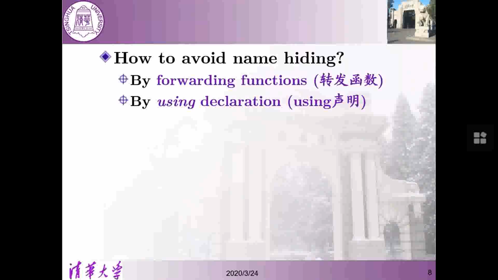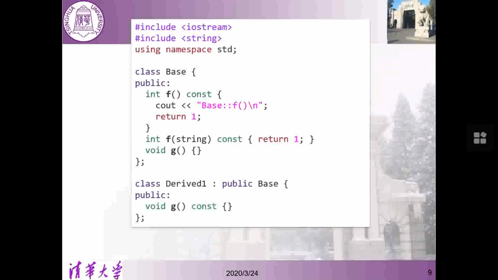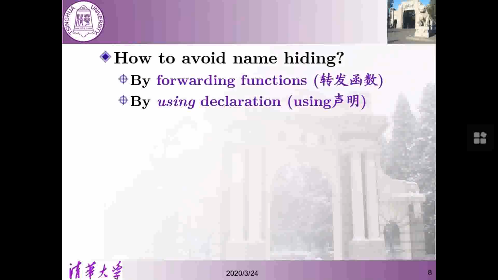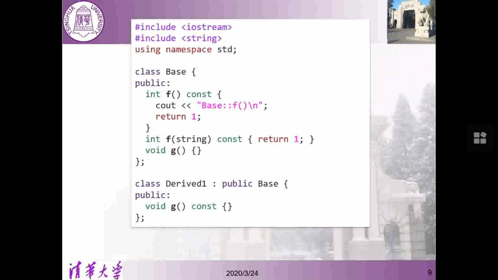Our question is how to avoid name hiding. If we want to access the base version, how do we do that? There are two ways. One is a forwarding function. Another one is using declaration. So these are the solutions.